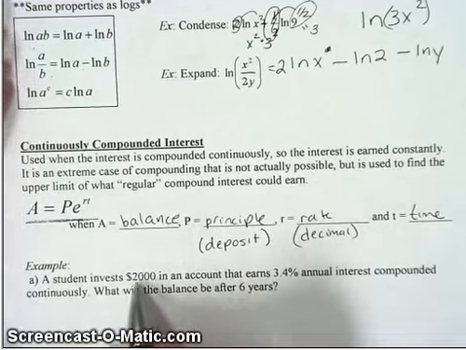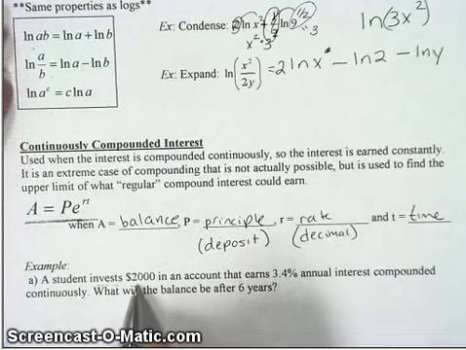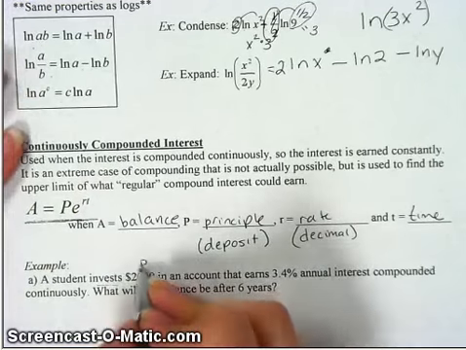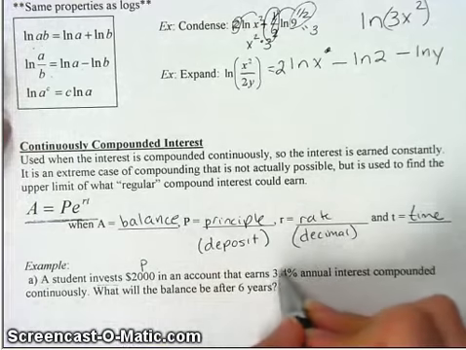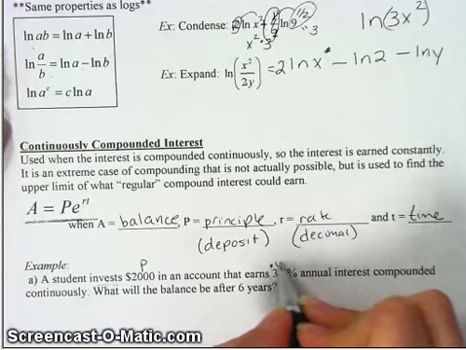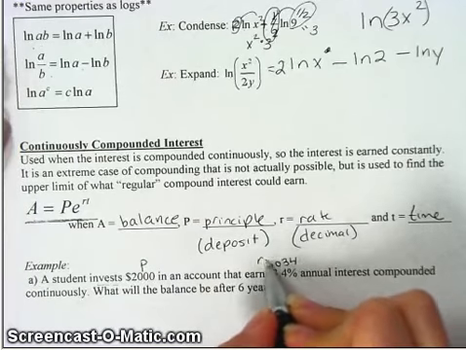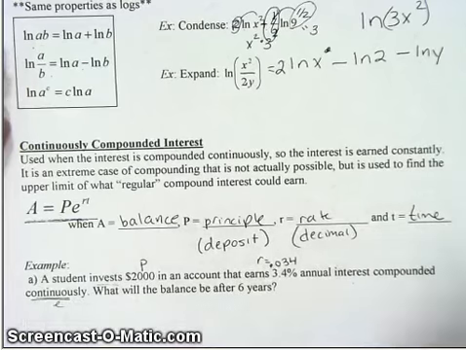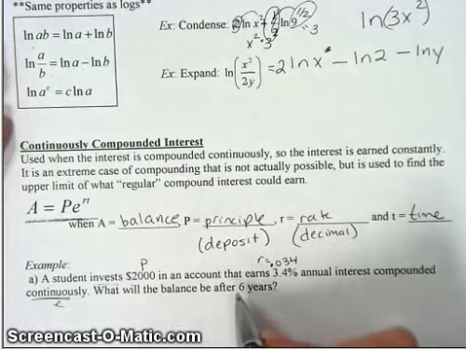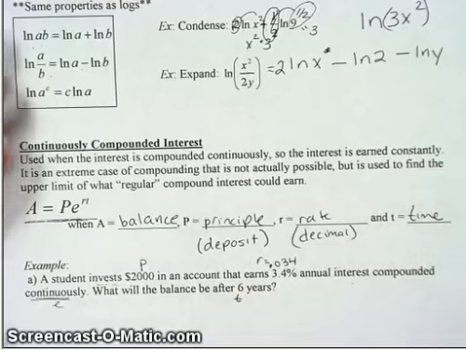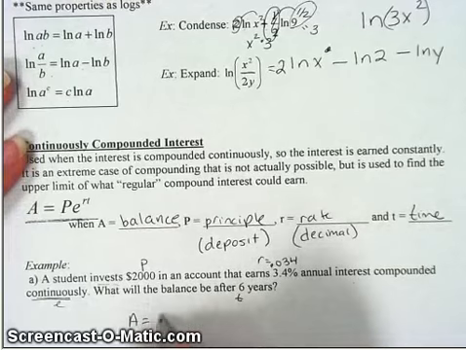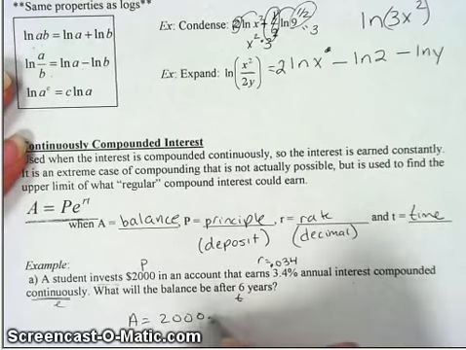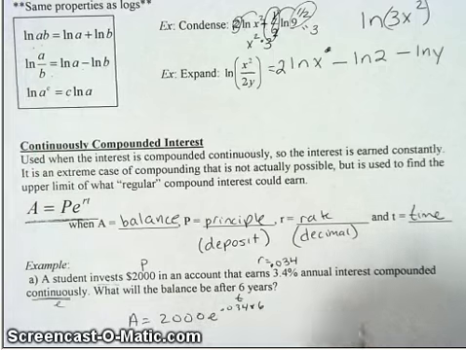So we look at this: a student invests $2,000 in an account, that's what they put in, so that'll be our P. That earns 3.4%, so 0.034 will be our R. Interest compounded continuously, this lets us know we're going to use the e equation. We want to know the balance after 6 years, so that's our T. So we've got A equals 2,000 times e to the 0.034 times 6.